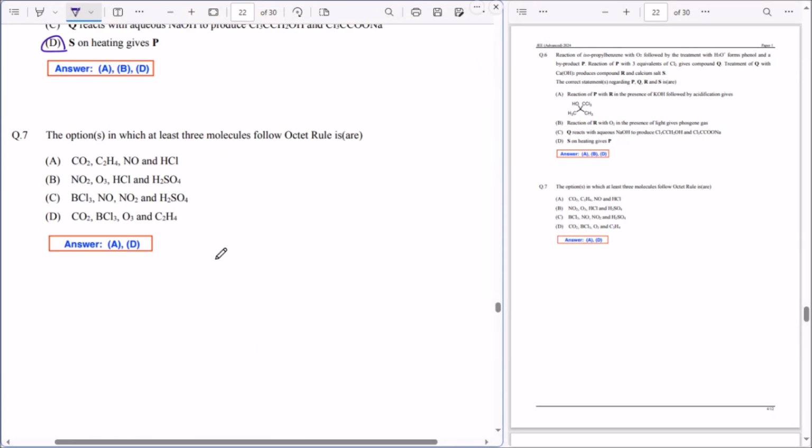Next, question number 7. The options in which at least 3 molecules follow octet rule. Yes, A, it will follow carbon dioxide, C2H4, that is ethylene, NO and HCl. All these molecules follows octet rule. And D, carbon dioxide, boron trichloride, ozone and ethylene follows octet rule.